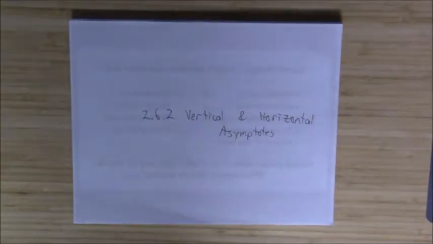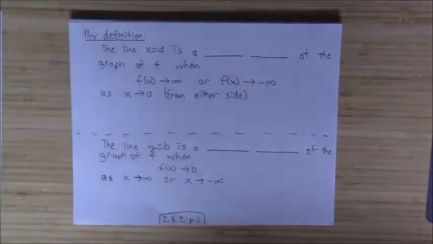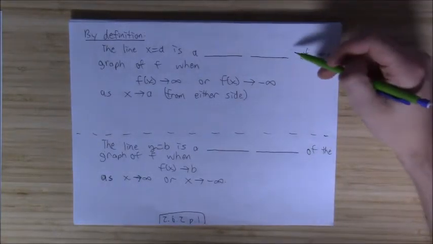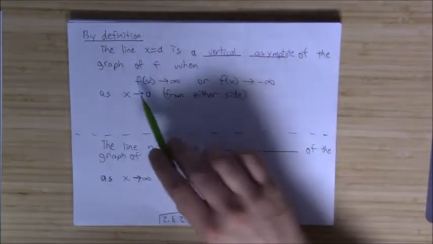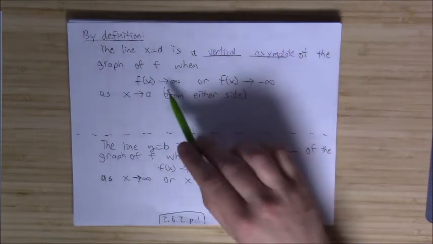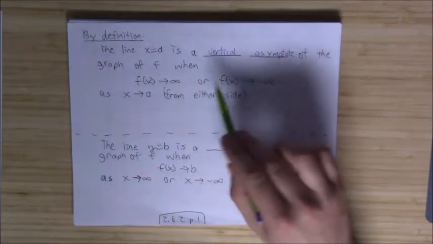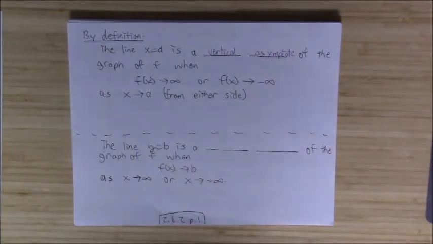In this video, we're going to talk about how to find vertical and horizontal asymptotes. Now, we say the line x equals a is a vertical asymptote of the graph of f when f of x gets large in the positive or in the negative direction as x goes to a from either side.